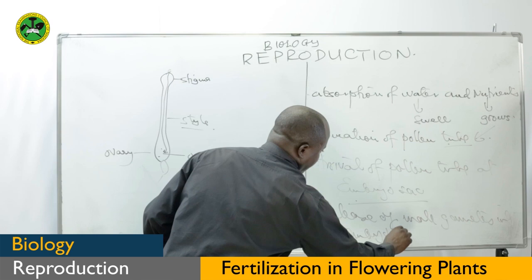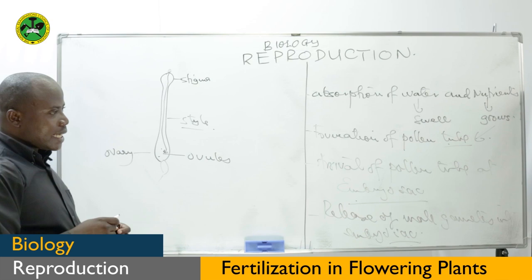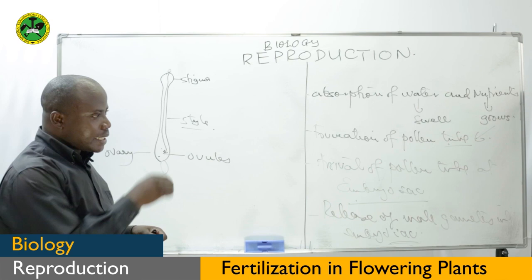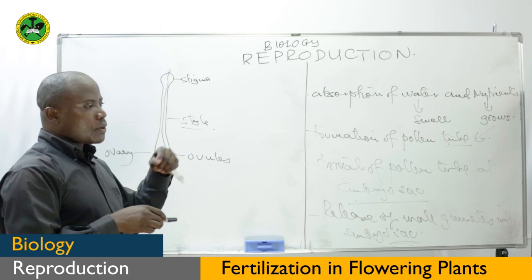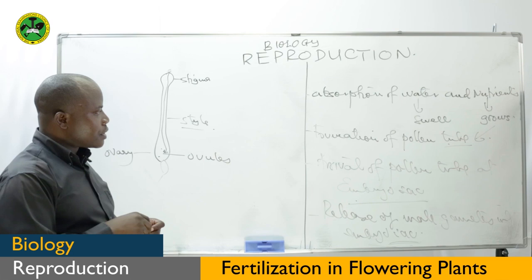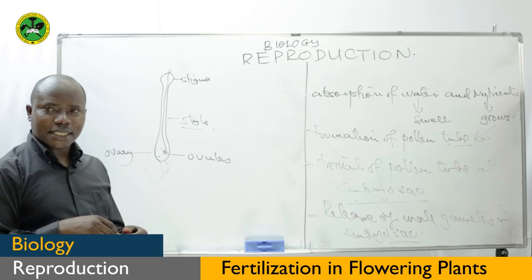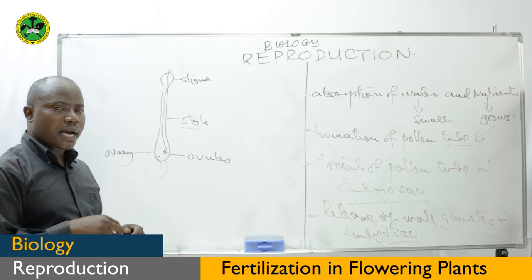And lastly, after the male gametes have been released into the embryo sac, you'll have to explain what happened. This will mark the end of the description, because the embryo sac is within the ovule. By so doing, you'll have responded to this question correctly. You'll have to tell what happened at each aspect. And that will be the answer for question number 2.